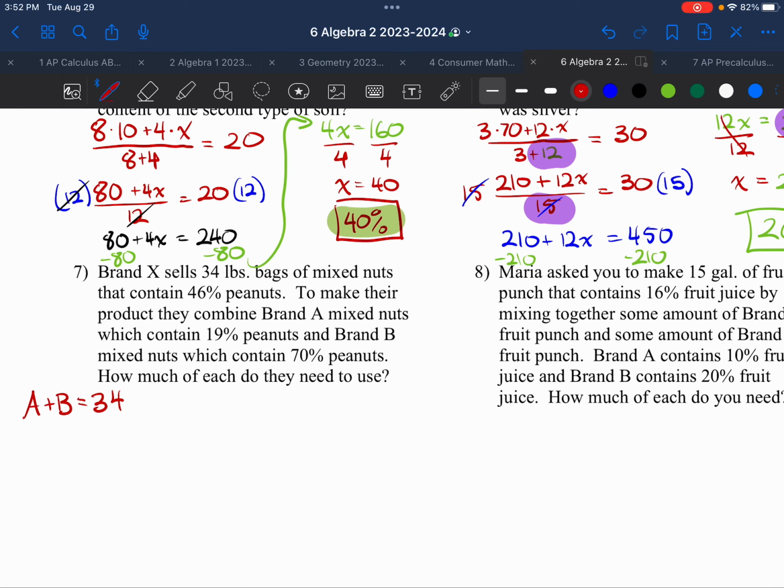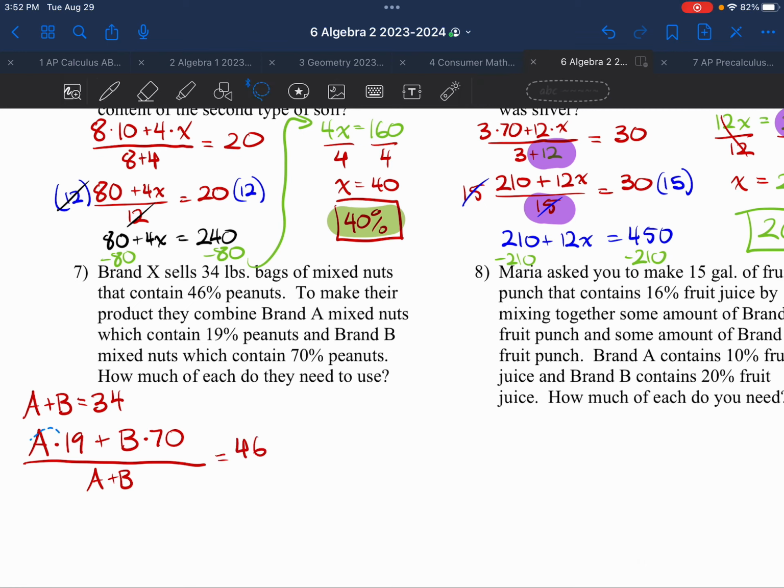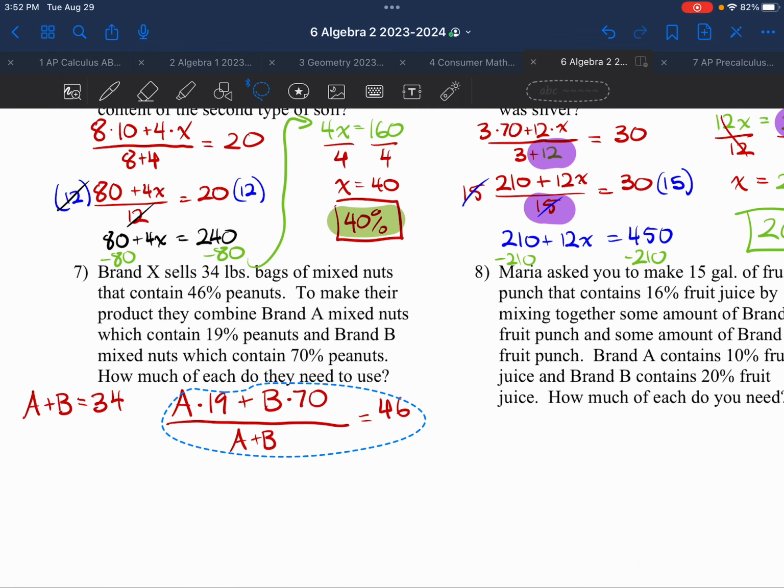Okay, let's go ahead and talk about the rest of this. So to make their product, they combine brand A nuts, which contain 19%. So I'm going to do A times 19%, and I'm going to add B, which contains 70%. So B times 70%, and that's all going to be divided by the quantity that we add up. So I'm going to do A plus B in the bottom. And in the end, they're going to get 46. And I feel like that's a waste of space, so I'm going to move it right there.